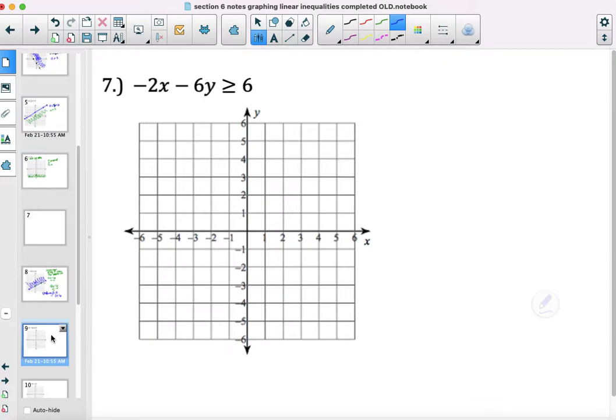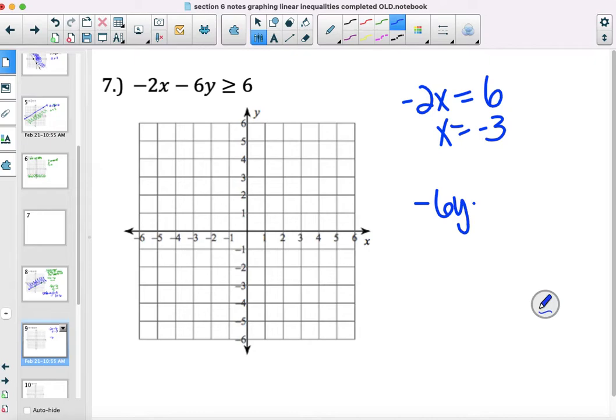Let's look at example number 7. Okay, so on example number 7, we have negative 2x minus 6y is greater than or equal to 6. Again, this is standard form, so we're going to find the intercepts. So I'm going to say negative 2x equals 6. Divide both sides by negative 2. X is negative 3. And then to find the y-intercept, I plug in 0 for x, so that's going to leave me with negative 6y equals 6. Divide both sides by negative 6. Y is going to equal negative 1.